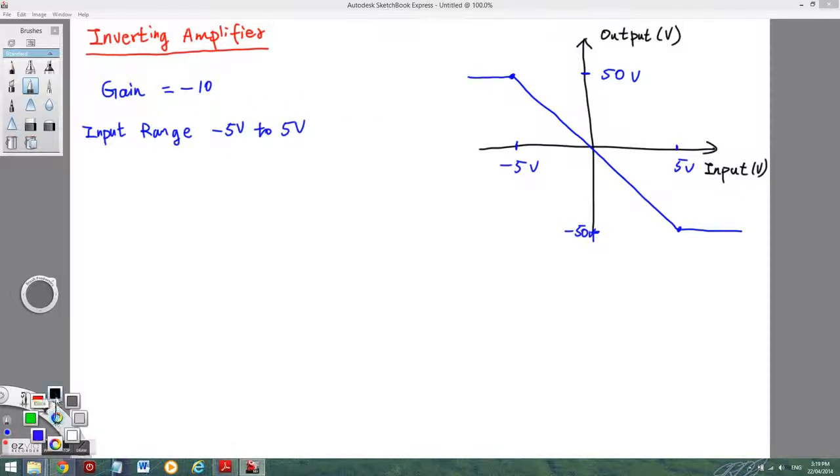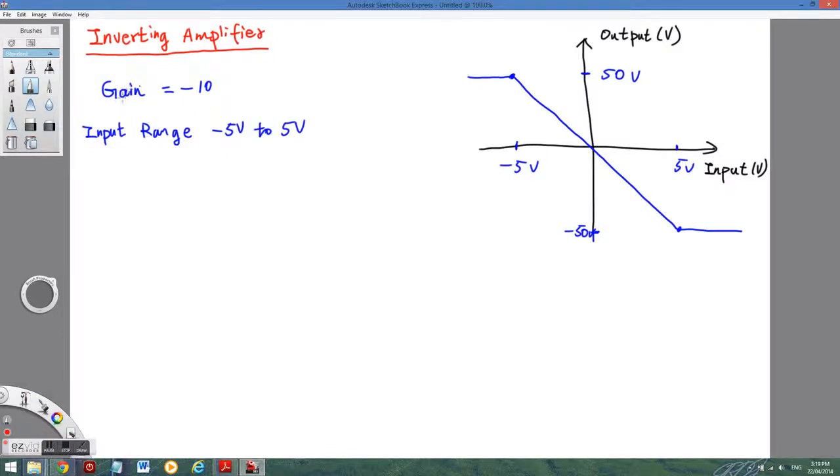So for the normal amplifier, the first difference will be the gain. In a normal amplifier, the gain will be a positive number. However, in an inverting amplifier, the gain is a negative number. And the graph of an inverting amplifier looks like this. As you can see, the gradient in this case is negative. That's why we have a negative gradient, we have a negative gain. And the rest is the same.